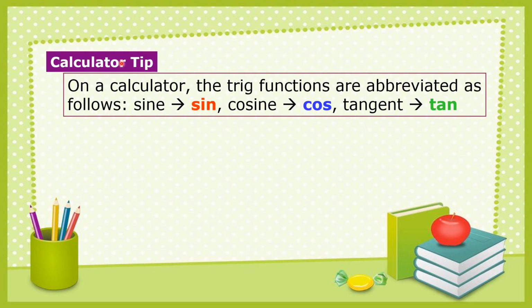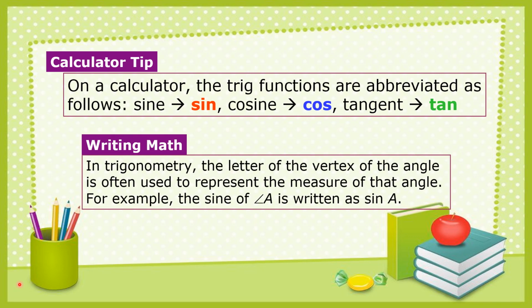So, calculator tip. On a calculator, the trigonometric functions are abbreviated as follows. When you look at your scientific calculator, there you have sine, cosine, and tangent. So, writing math. In trigonometry, the letter of the vertex of the angle is often used to represent the measure of the angle. For example, the sine of angle A is written as sine A.